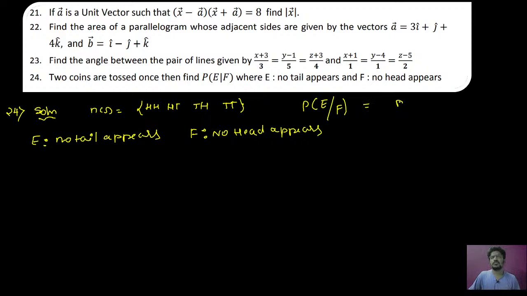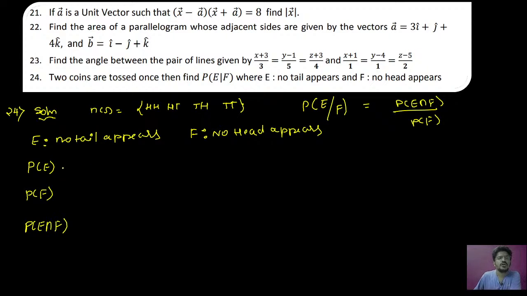What is the formula? P of E intersection F divided by P of F. Okay. So now, what is the probability of E? What is the probability of F? And what is the probability of E intersection F? Probability of E, see here.